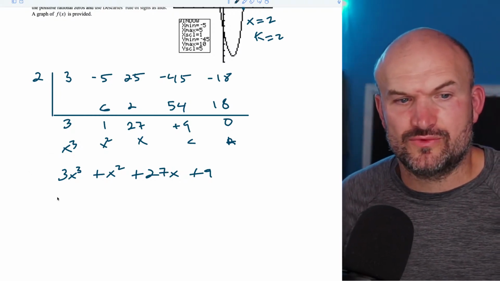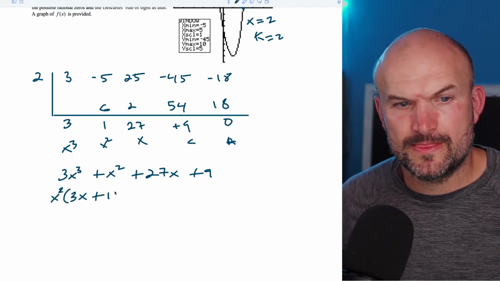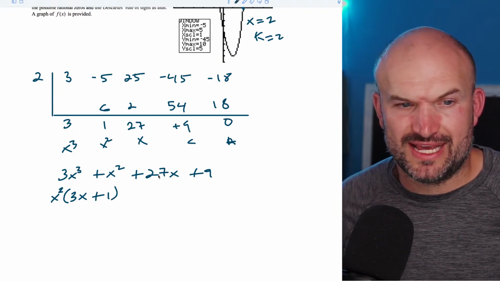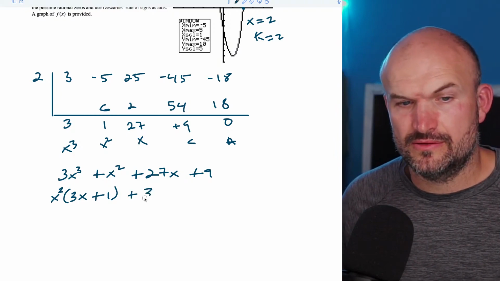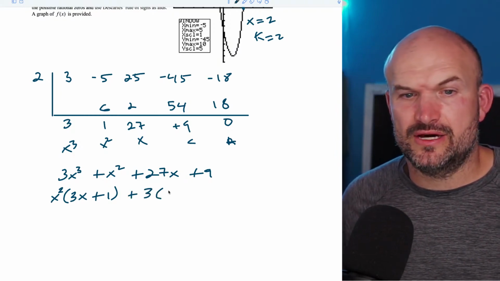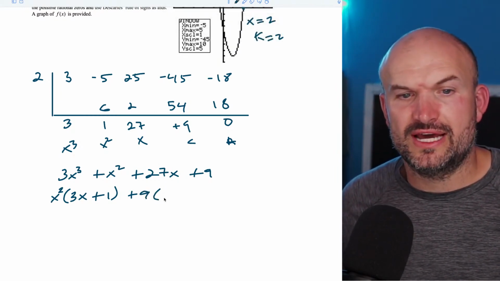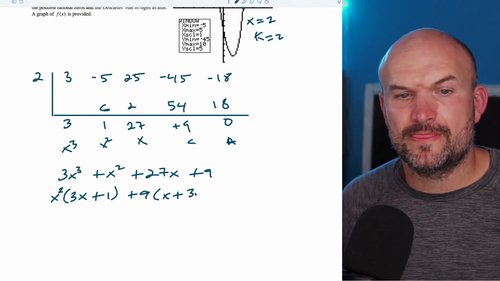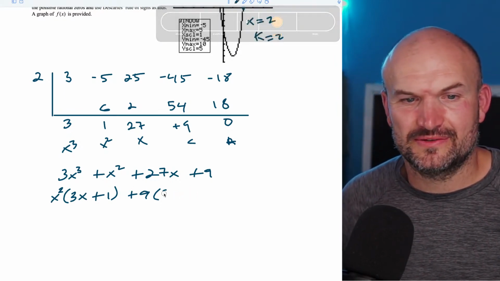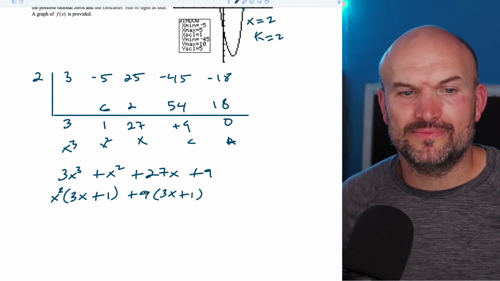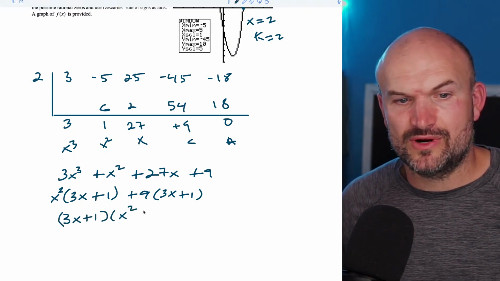Here I can factor out an x squared. It's going to be equal to 3x plus 1. Then here, can I factor out a 3? I can factor out a 3, right? And that's going to leave me with, no, I need to factor out a 9, not a 3, a 9. Factor out 9, that's going to leave me with an x plus 3. No, 3x plus 1. Okay, cool. Now I can factor that to a 3x plus 1 times an x squared plus 9.